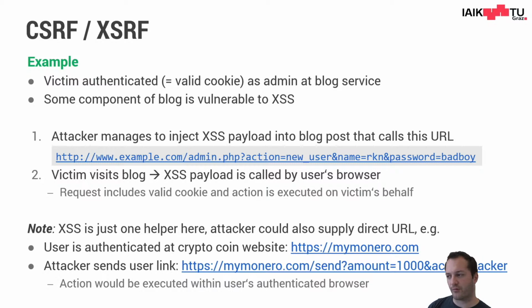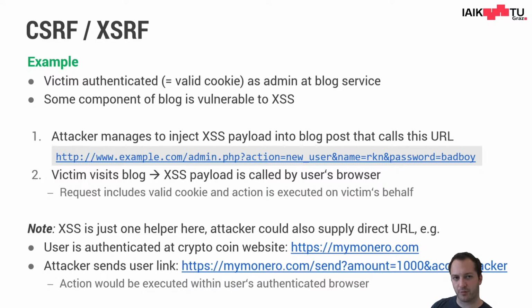But it can also be, for example, that your user is authenticated at some crypto coin websites, like coin mining Moneros, and there's an online wallet, a web wallet called mymonero.com. The attacker sends you a link. You click on it, or it's embedded in a website you call, and while you're still logged in there, the action would just be executed on your behalf.